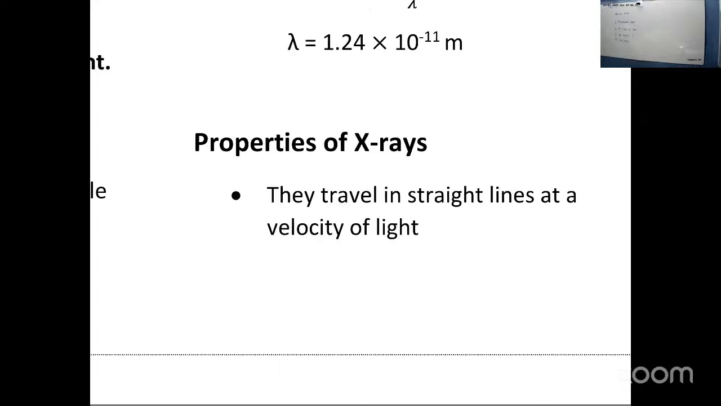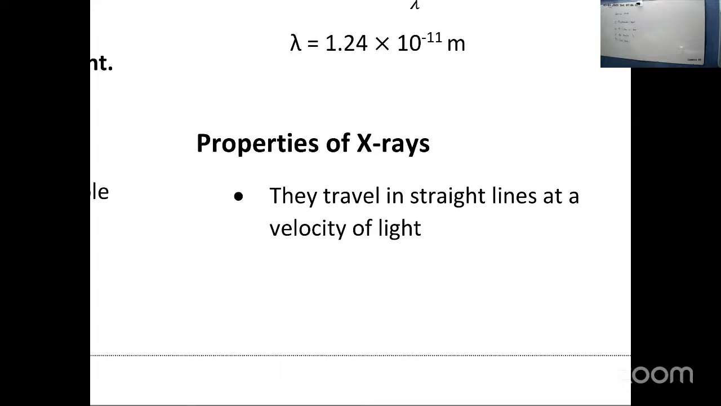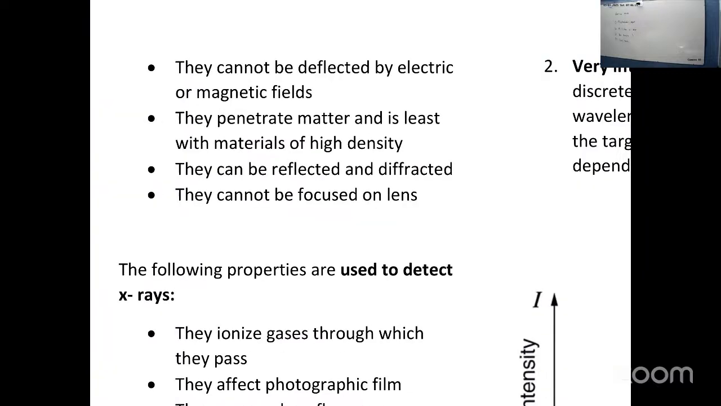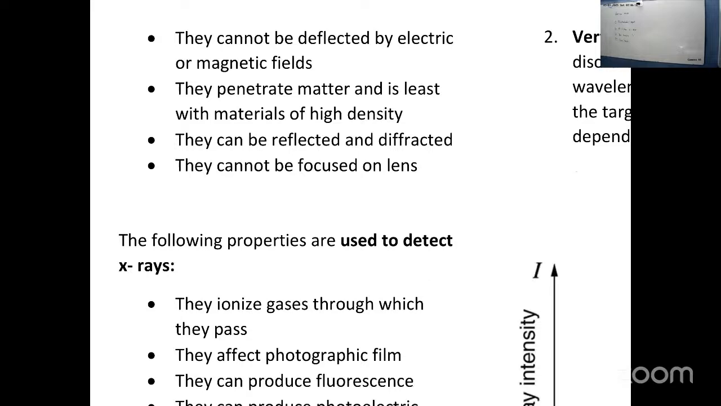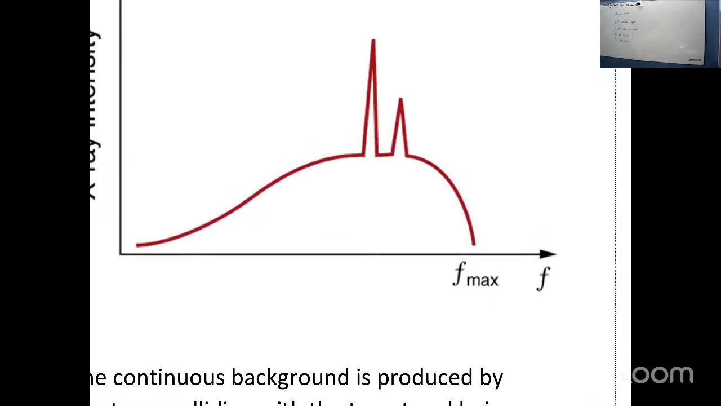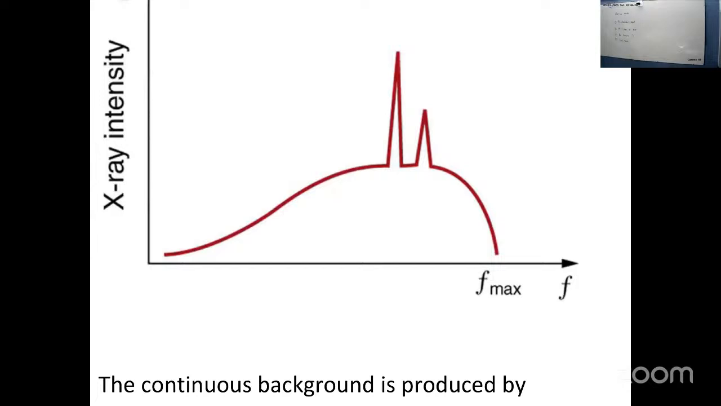Properties of X-rays, you know all this already. They travel in straight lines at the velocity of light. They cannot be deflected by electric or magnetic fields. They penetrate matter, at least materials of high density, and they are reflected and diffracted and so on. But you can read up on that. Uses of X-rays. We just did the X-ray spectrum.